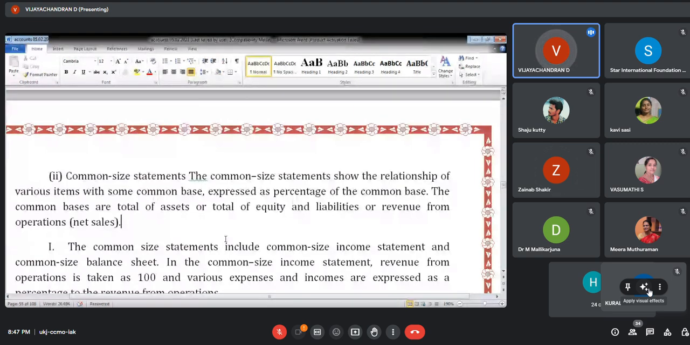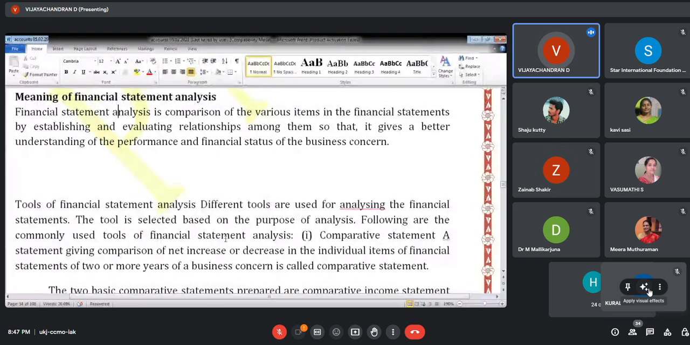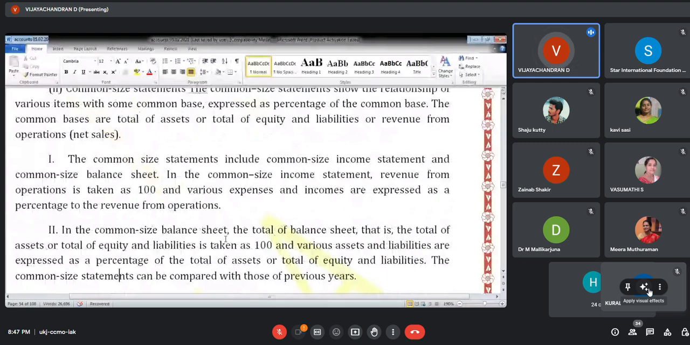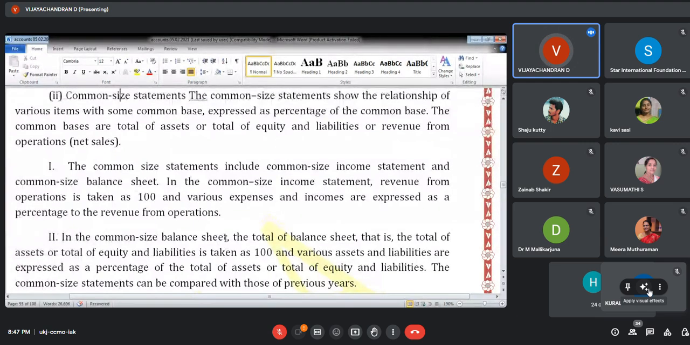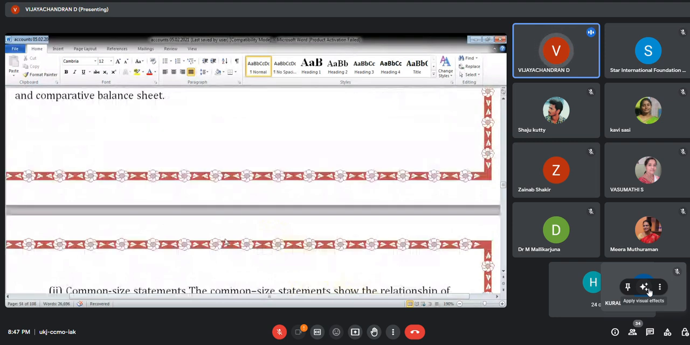So in the case of financial statement analysis, I told we have to do three things. I'll give you in a short way. There is nothing difficult in understanding financial statement analysis. What is financial statement analysis? Comparing the items. The comparison may be internal or external. Internal means within one year, or you can compare the items between two or three years, in order to know the growth and progress of the organization.